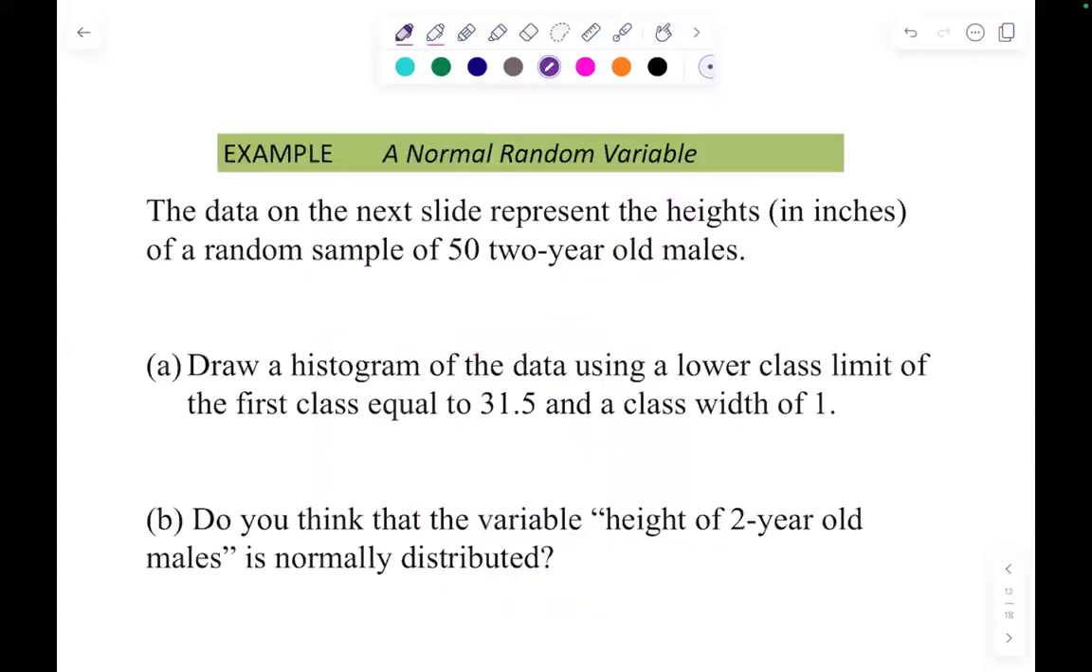All right. So on the next slide, our data represents the height of a random sample of 52-year-old males, not 52, 52-year-old males. We're going to make a histogram and then we're going to talk about whether or not we're normally distributed. We're going to see what it looks like on a graph.